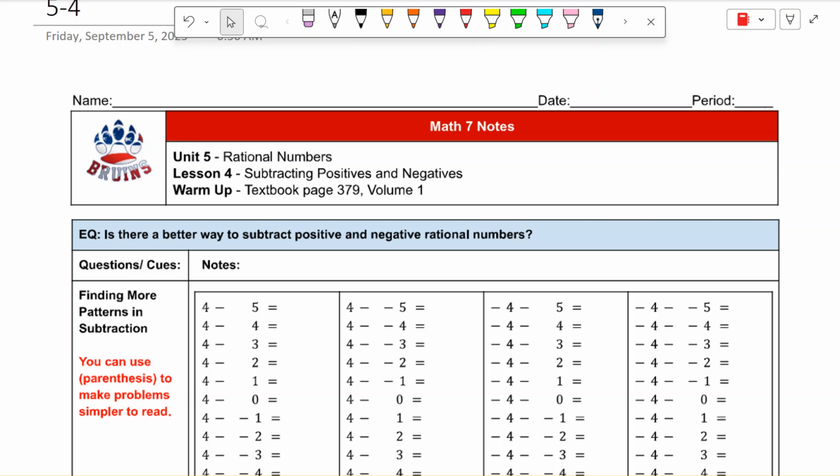Unit 5, Lesson 4. Today we are learning about subtracting positives and negatives. Yesterday, or our last lesson, we learned about adding positives and negatives, and today it is subtracting. Our essential question for today is: is there a better way to subtract positive and negative rational numbers? So we are going to learn how to subtract, but are we going to find a better, easier one to do? Let's find out.